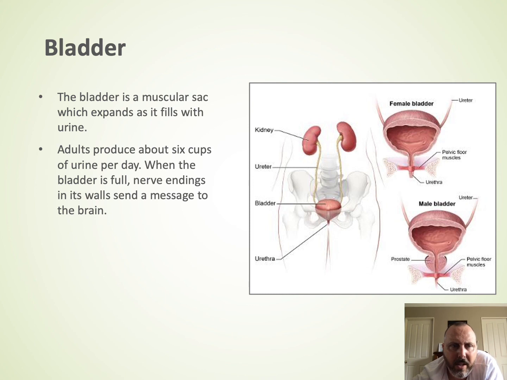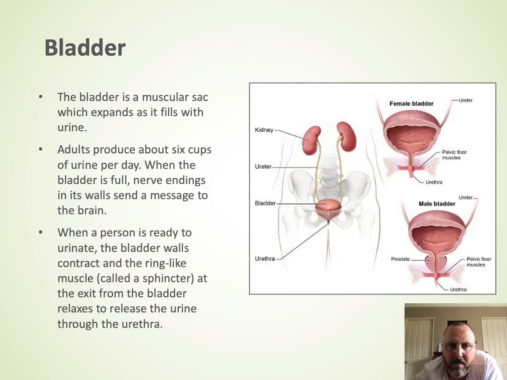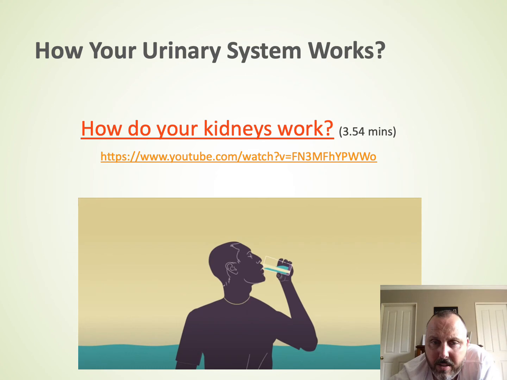Adults produce about 6 cups of urine per day. When the bladder is full, nerve endings in its walls send a message to the brain. So that's the I need to pee. When a person is ready to urinate, the bladder walls contract, and then the ring-like muscle called a sphincter, which sits at the bottom, opens and allows that to happen, releasing the urine through the urethra. So the urethra is essentially just the tube that goes from the bladder out of your body. And that is all we need to know.